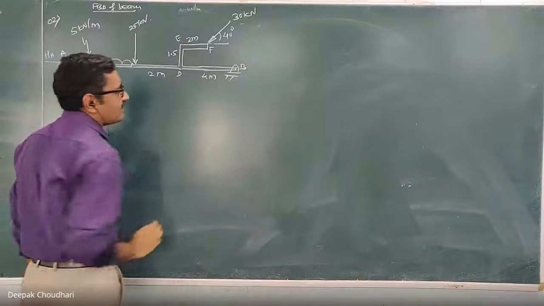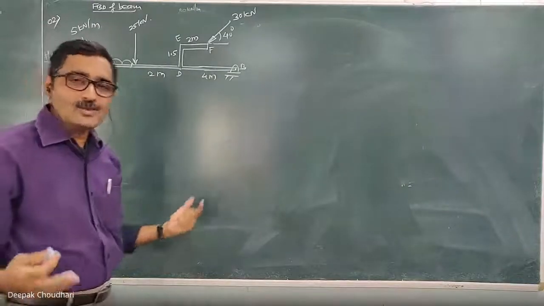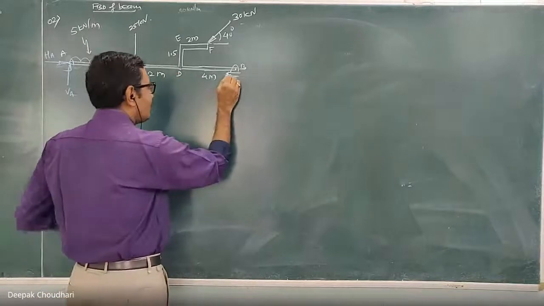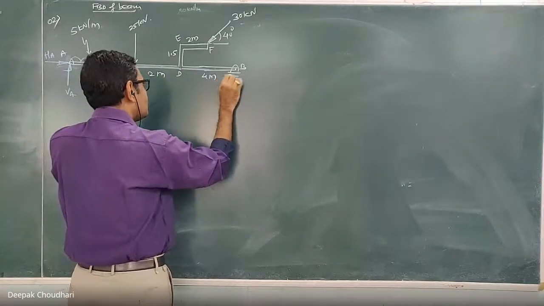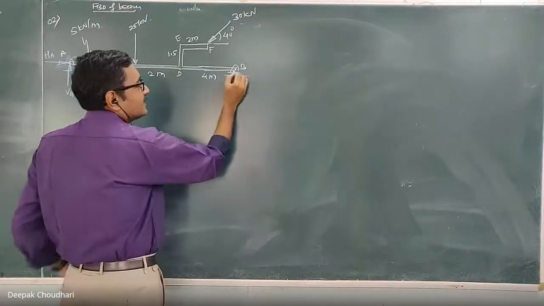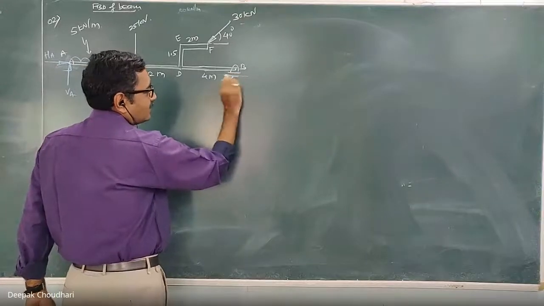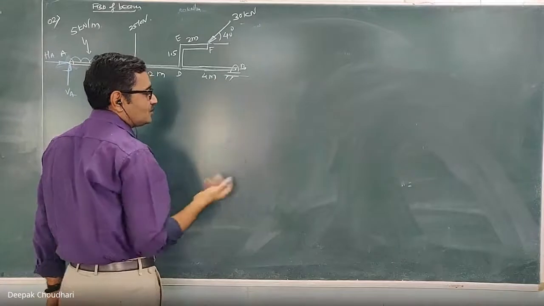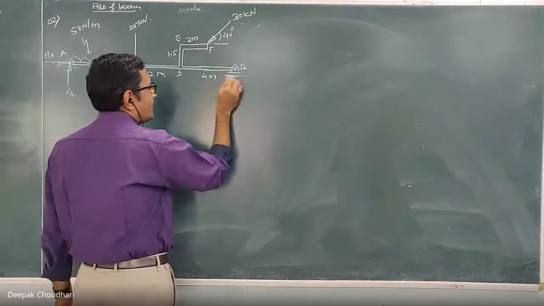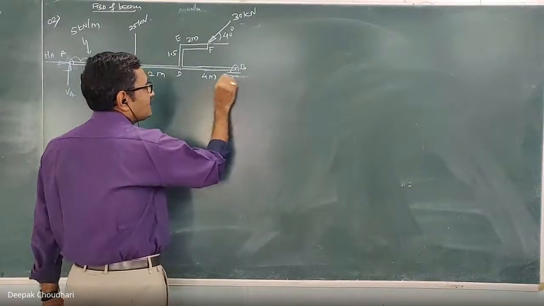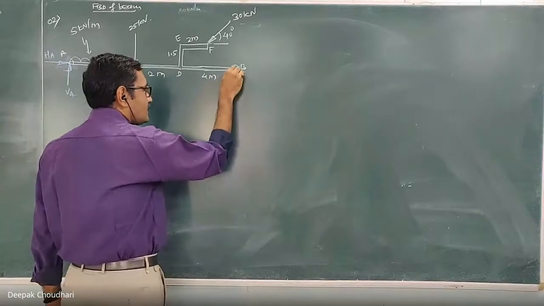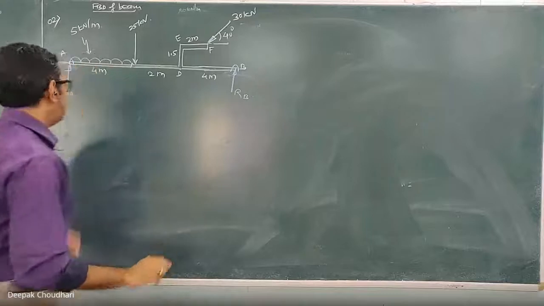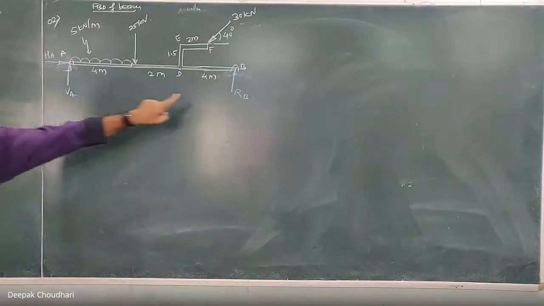Similarly, at point B there is a roller. We know that at a roller there is only one unknown, and the reactive force at a roller is always perpendicular to the supporting surface. Here the supporting surface is horizontal; this gap means there is a roller. Don't get confused, there are different conventions to show the roller support. Since the supporting surface is horizontal, the reactive force will be vertical. So this is RB.